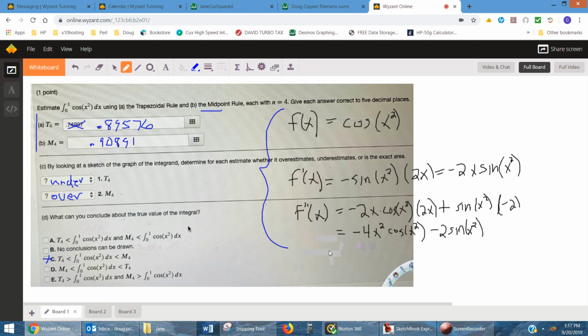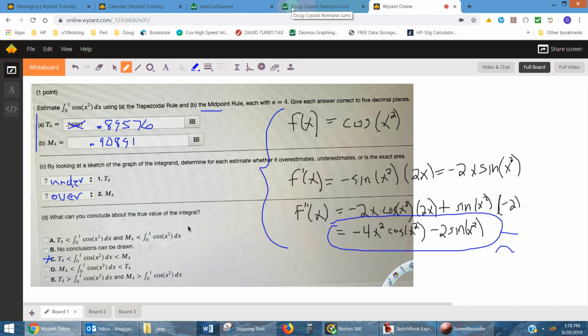if the curve on the given interval is concave downward, then the trapezoidal rule is an underestimate and the midpoint rule is an overestimate. So we could use this to perhaps determine the concavity of f of x on the original interval. And the truth is that on the interval from 0 to 1, this expression that I've circled in blue here is always negative, which means that the curve is concave downward. So that's how we got these conclusions.